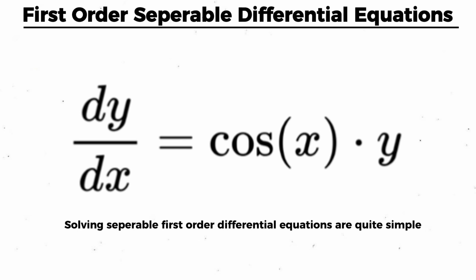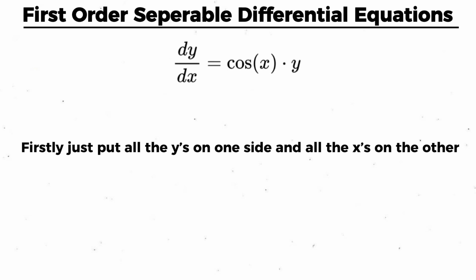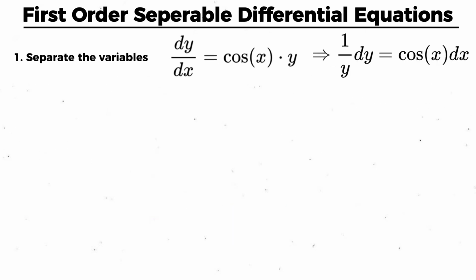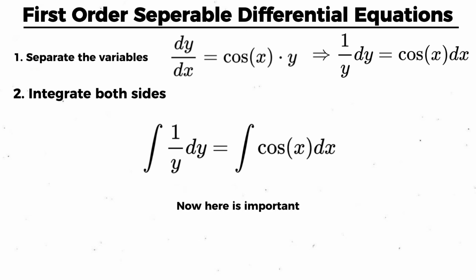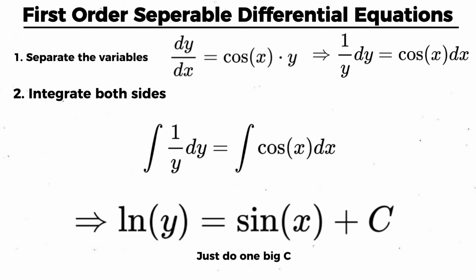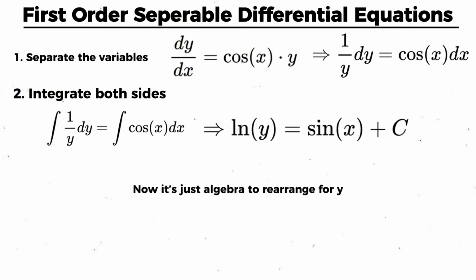Solving separable first-order differential equations is quite simple. Firstly, just put all the y's on one side and all the x's on the other. This is just basic algebra. Next, you can integrate both sides. Now here is important. Instead of doing two constants of integration, just do one big C. Now it's just algebra to rearrange for y.